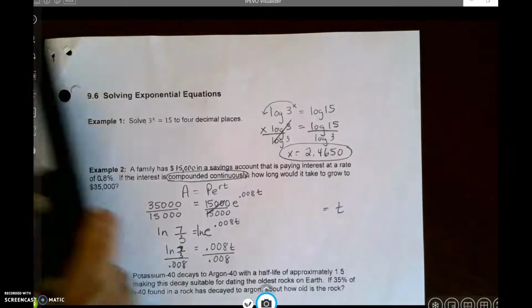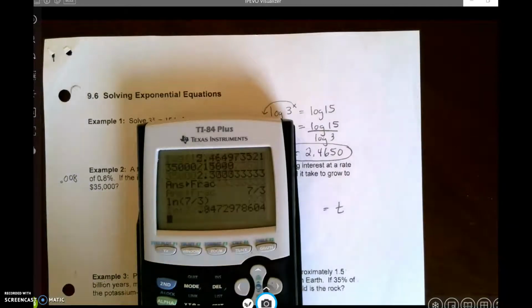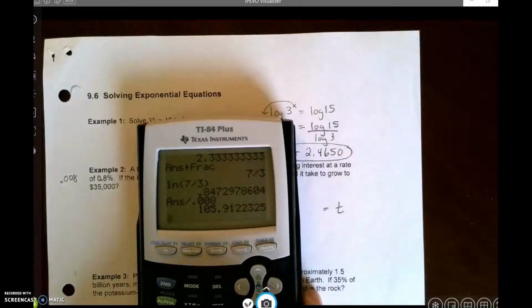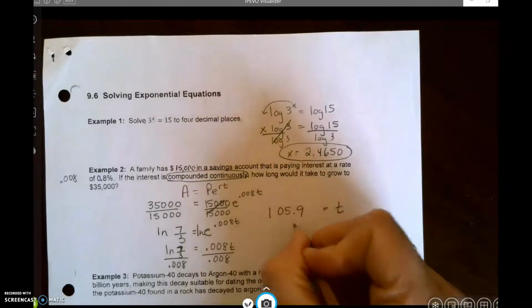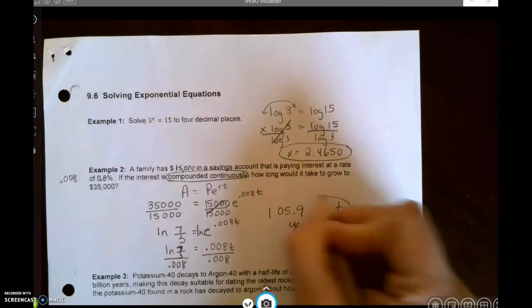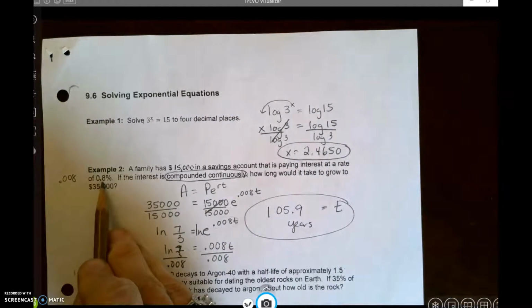And now I'm going to move to my calculator. I have the natural log of 7/3, and I'm going to divide that by 0.008. And I get 105.9. That's a long time, but it's a very low interest rate. It's less than 1%.